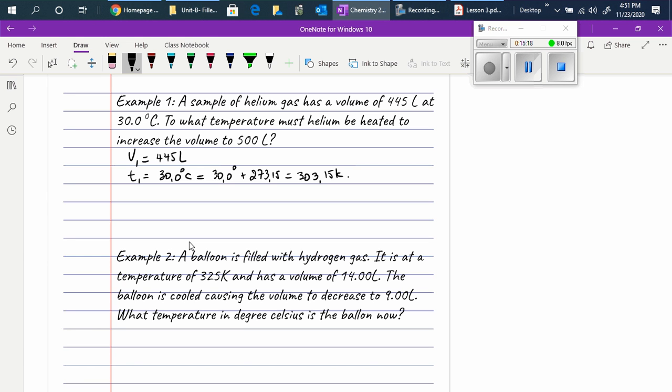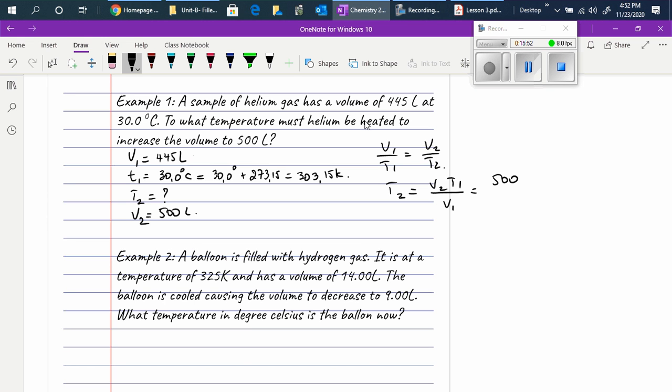And then it is heated up. What is the temperature T2 when the volume is 500? Volume 2 is 500 liters. So we will start with V1 over T1 equals V2 over T2, which tells us that T2 will be V2 T1 over V1. And then plugging in whatever we have here, 500.